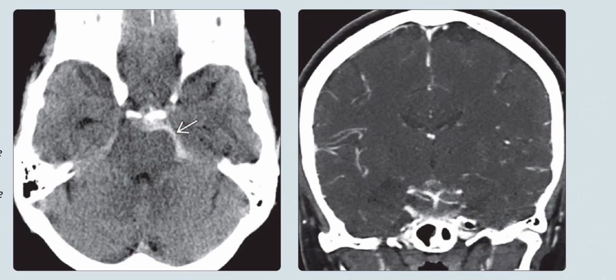Left is the axial non-enhanced CT scan in the same patient, and it shows the subarachnoid blood, which is seen to be extending inferiorly in front of the pons. Right is the coronal slice of the CT angiography in the same patient with reconstructed view through the basilar artery bifurcation, and it shows no evidence of aneurysm.